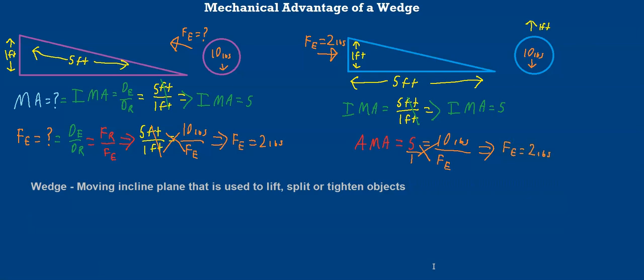And so hopefully that wasn't too confusing. All the wedge is, is a moving inclined plane. And the only place it really gets confusing is when you're trying to figure out what is your dE and your dr and your Fr and your Fe. But we'll discuss how to figure out what those are in the next video.